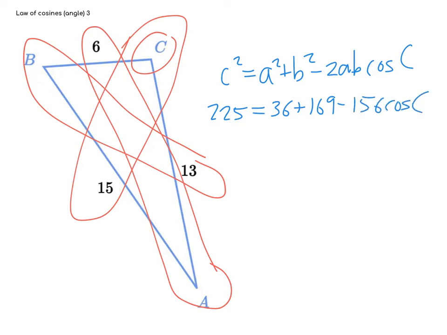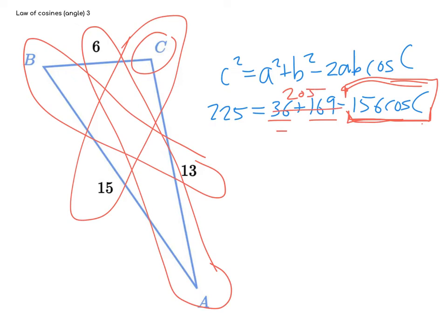Cosine of C. We have to be really careful here when we're looking at the law of cosines. There's a tendency to want to combine these three numbers, but because 156 is multiplied by cosine of C, we cannot combine that with the other ones. It's kind of stuck by itself until we get it by itself. So when I combine 36 and 169, I get 205.